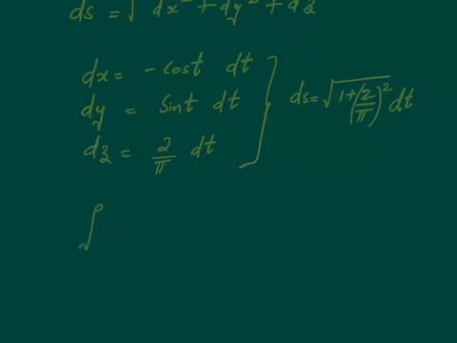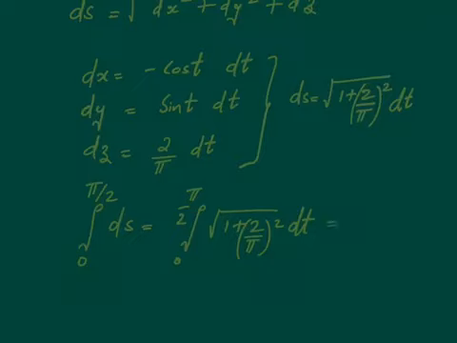Now computing the total curve length, the integral of ds from 0 to pi by 2 is the integral from 0 to pi by 2 of root of 1 plus (2 by pi) whole square dt, which will simply be pi by 2 times root of 1 plus (2 by pi) whole square, which is 1.86. So this is the answer. I hope you understood the underlying concepts behind this question. Thanks for watching.